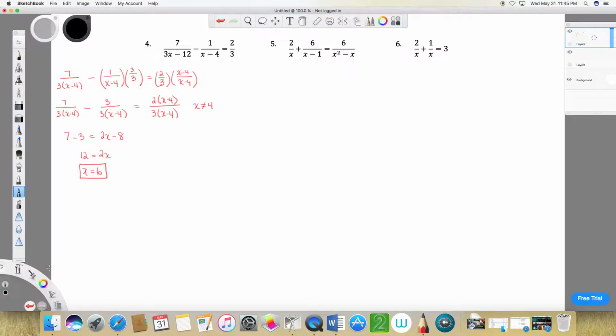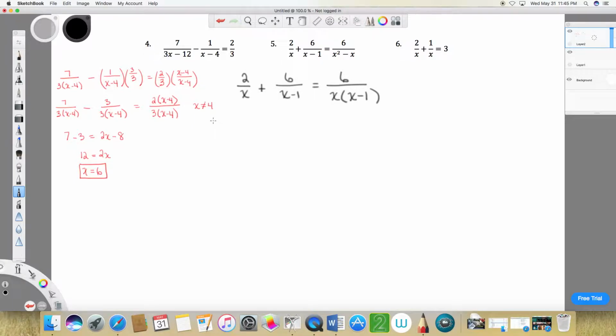All right. So let's take a look at number 5 here. And again, before I jump in and find a common denominator, I can see on the right-hand side this x squared minus x that I want to factor that denominator. So on the left-hand side, I have 2 over x, adding 6 over x minus 1. And on the right-hand side, I have 6 over, and x is common to both of those terms. So we can rewrite this denominator as x times the quantity x minus 1. So there's going to be the denominator that we want for every term.